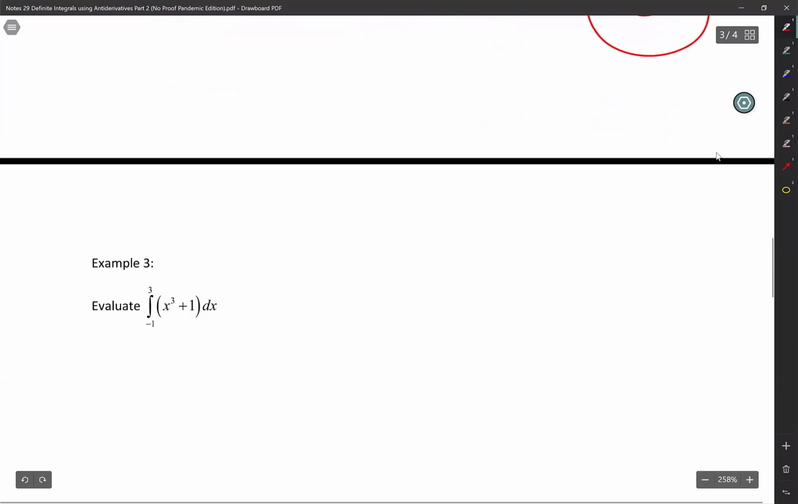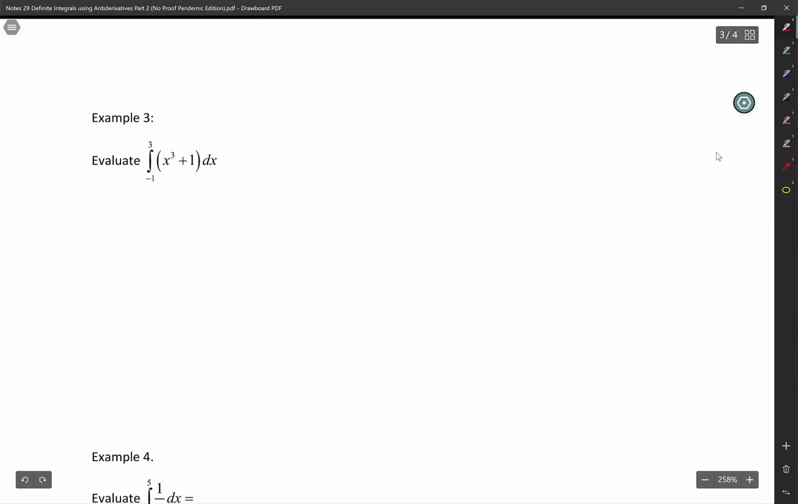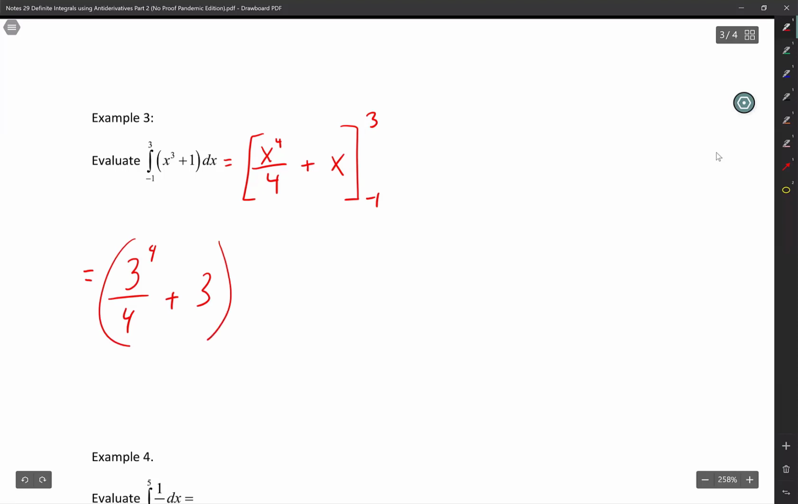So all you're doing today is practicing taking antiderivatives. That's all you're doing. And using the fundamental theorem of calculus part 1, which is what we're doing right now. Okay, this one has 2 terms, so we're going to put it in brackets. What's the antiderivative of x cubed? Perfect. Plus, what's the antiderivative of 1? X. Because there are 2 terms, here are my 2 terms. Negative 1 on the bottom, 3 at the top. I'm going to do upper minus lower. So here we go, upper minus lower. 3 to the 4th over 4 plus 3, giant parenthesis, minus negative 1 to the 4th over 4 plus negative 1.